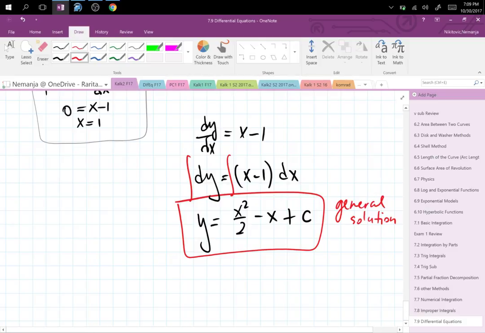Now, can I have something that's called particular? And the answer is yes. If you give me a point in space, only one of these infinitely many lines will go through that point. And that becomes the particular solution.